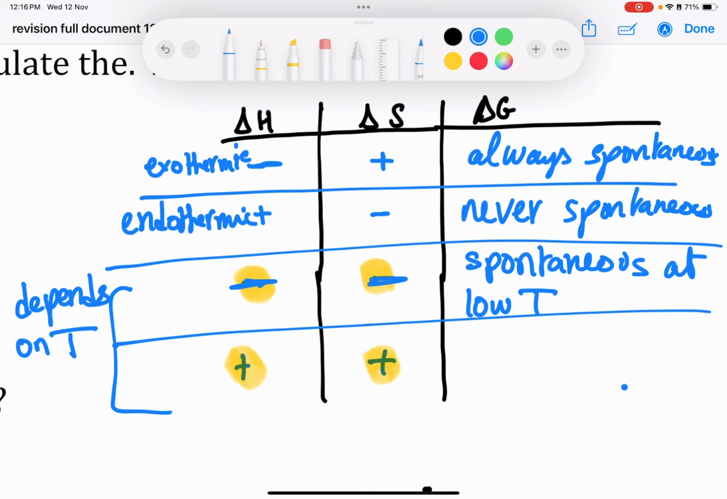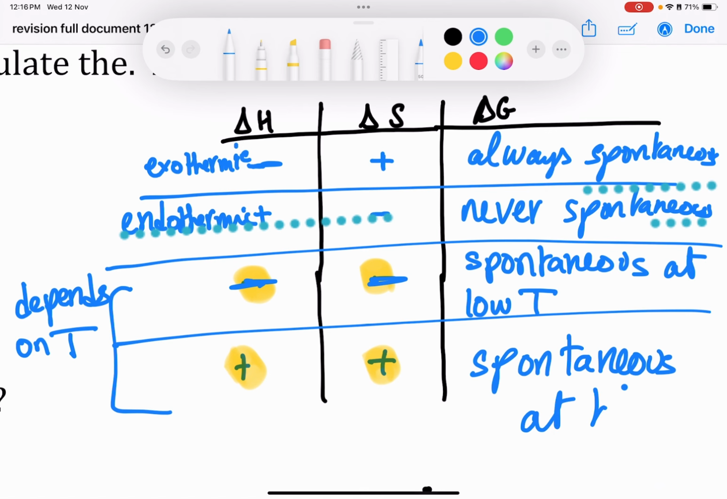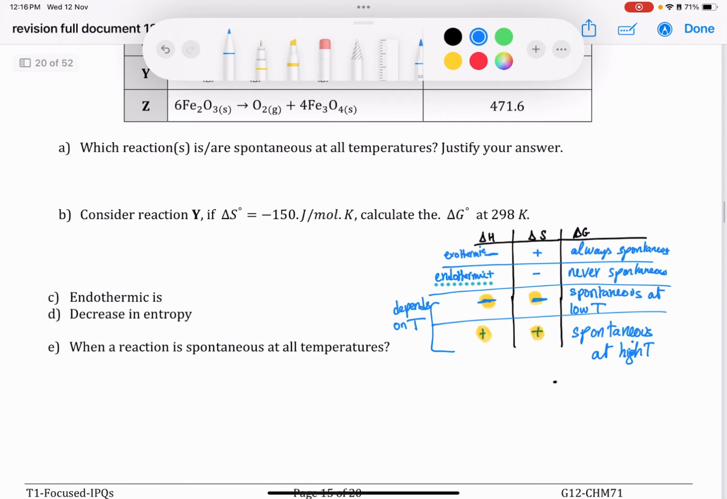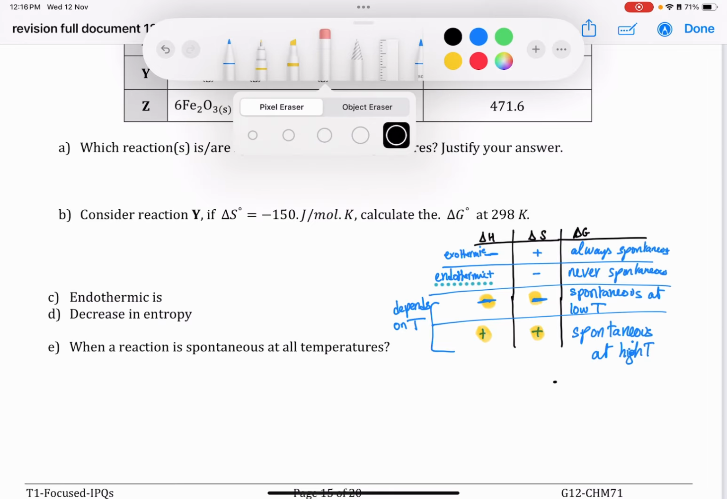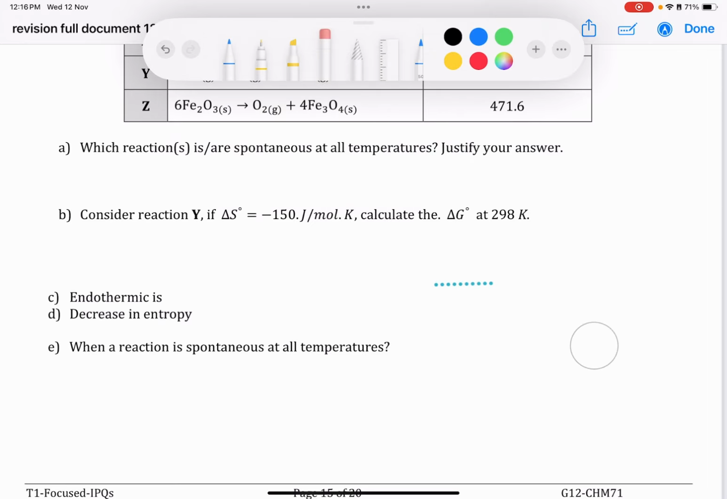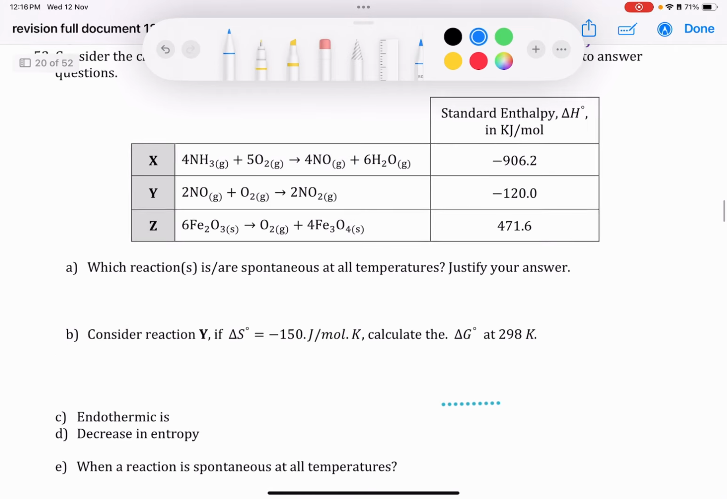And when both delta H and delta S are positive, the reaction is spontaneous, but only when the temperature is high. Okay? Now, let's continue for this question. I'm going to erase this just to provide space and solve this question over here.